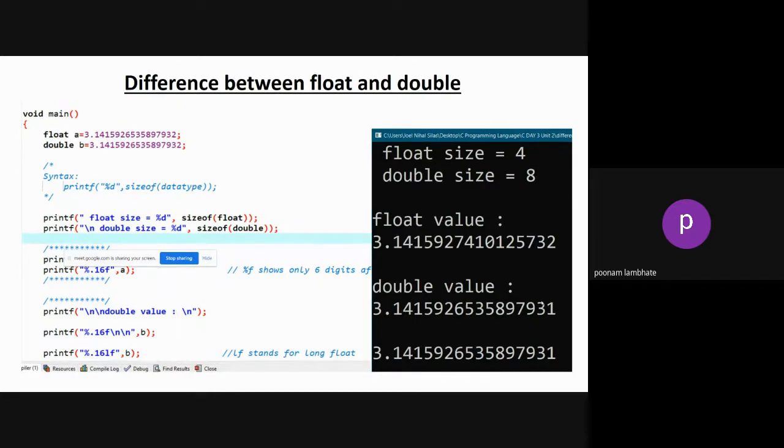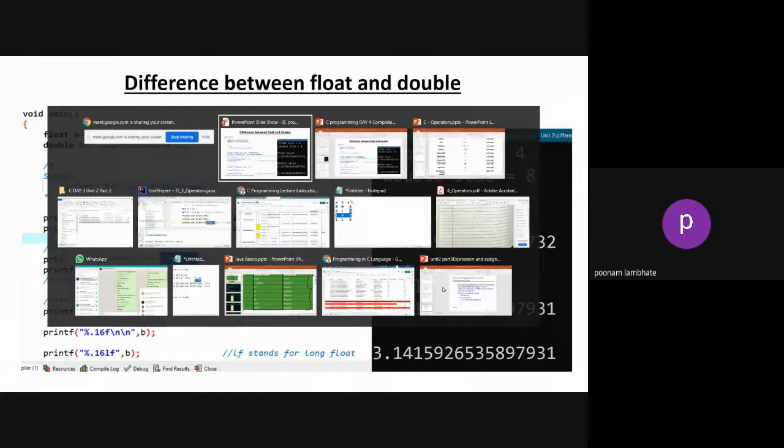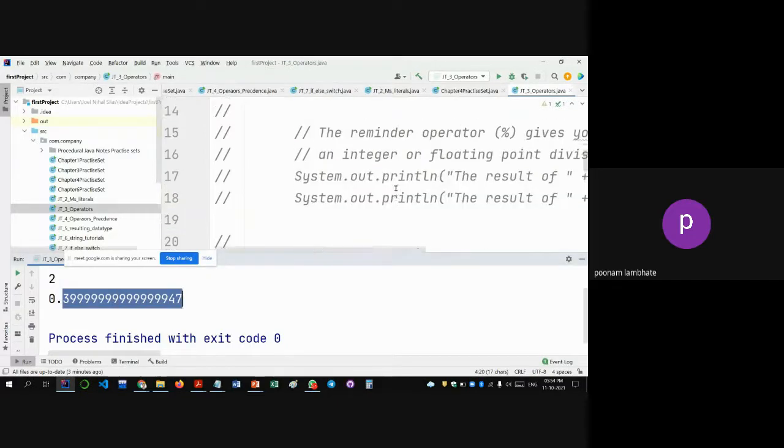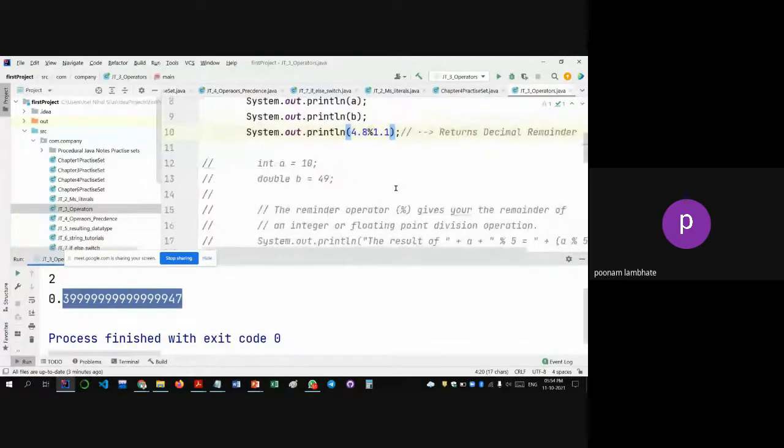But in float, the value is less precise or less accurate. You have stored something, but you're getting something else. But double is more accurate, right? Do you agree with me? Yes. Yeah, so this is the difference between float and double: how accurately the value is getting stored in the memory. You may store something, but you will get something else. But double is more precise. So as you can see here, you're getting a number of digits after the decimal point. So this was one program about arithmetic operators.